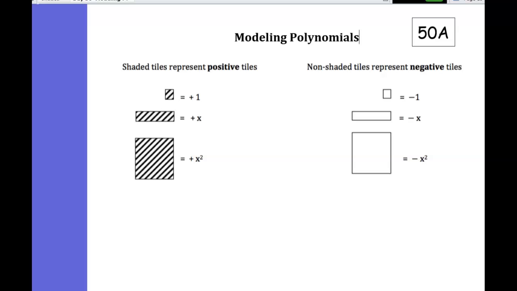So a lot of times we do modeling polynomials with algebra tiles. They're little plastic squares, but we don't have access to them this year, so we're just going to talk hypothetically about what it would look like. In this particular example, the shaded tiles represent positive tiles, and the non-shaded tiles represent negative tiles. The big square means x squared, the little rectangle would be x, and the little square would just be a constant. That would be the positive versus the negative.